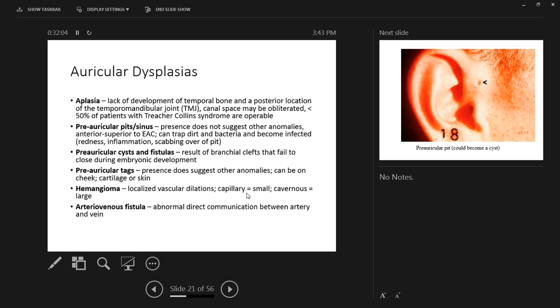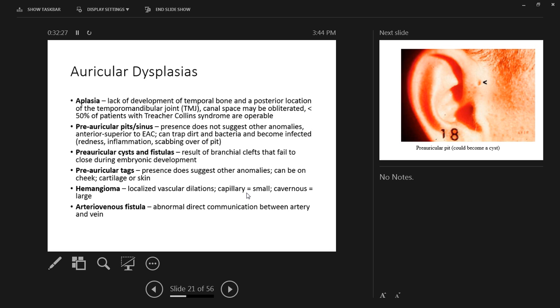Hemangiomas. These are localized vascular dilations. They can be small, they can be very big. It's actually very common to have these either on the head or on the neck. You'll often see them near the ears. They're pretty common in preemies, premature children who are born and spend some time in the NICU.